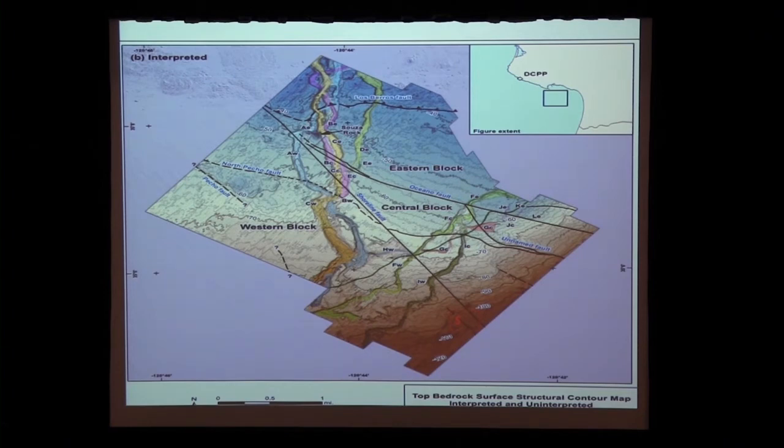So I'm going to start with our best piercing point, the piercing point that we used for actually producing that slip rate that I gave you in the first talk. And that piercing point lies right down here. This is a shoreline.